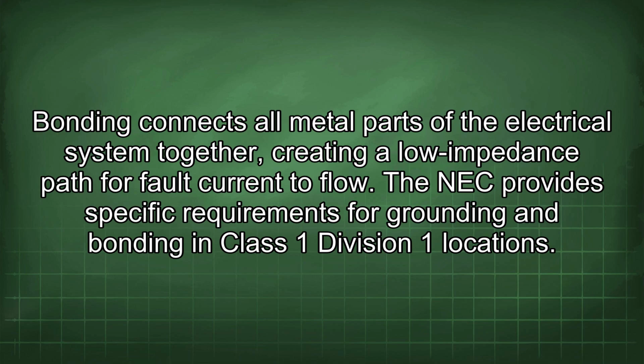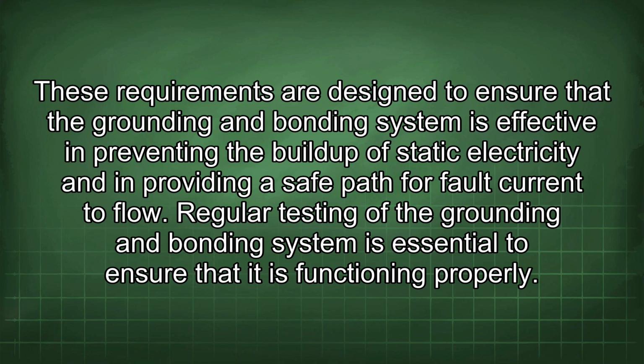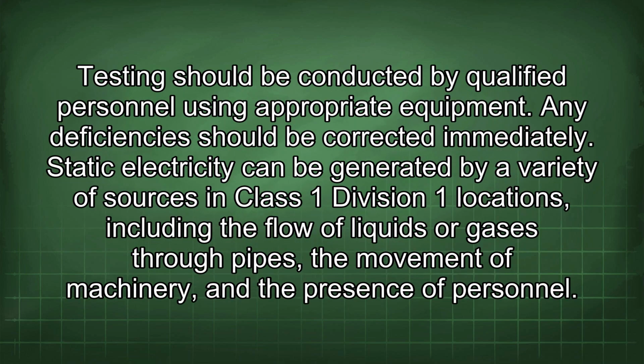The NEC provides specific requirements for grounding and bonding in Class 1 Division 1 locations. These requirements are designed to ensure that the grounding and bonding system is effective in preventing the buildup of static electricity and in providing a safe path for fault current to flow. Regular testing of the grounding and bonding system is essential to ensure that it is functioning properly. Testing should be conducted by qualified personnel using appropriate equipment. Any deficiencies should be corrected immediately.